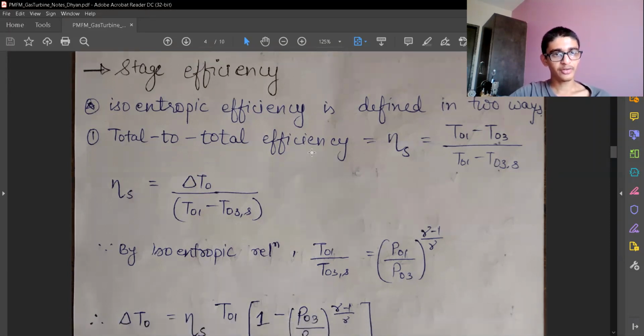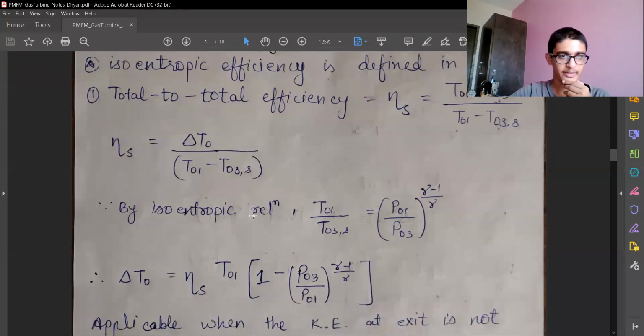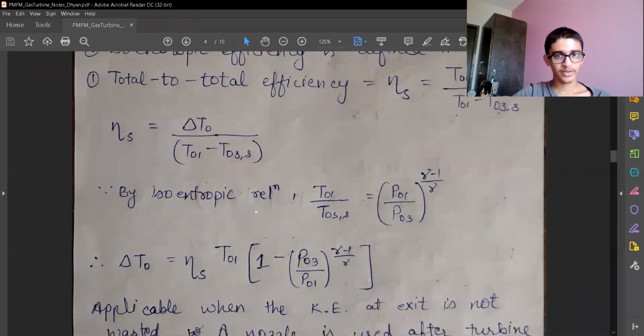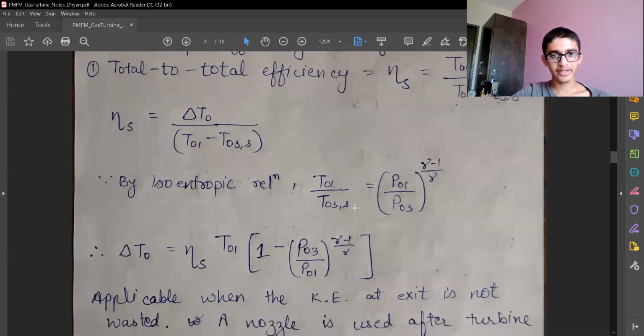So we have one, total to total efficiency, which is stage efficiency, that is defined as T01 minus T03, that is the total temperature change in the stage divided by the isentropic temperature change in the stage. So that is the formula we have, and S represents the isentropic temperature rise, and by isentropic relation we have T01 by T03 is equal to P01 by P03 raised to gamma minus 1 by gamma. This is the isentropic relation directly.